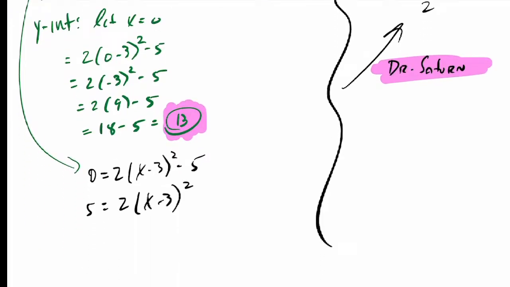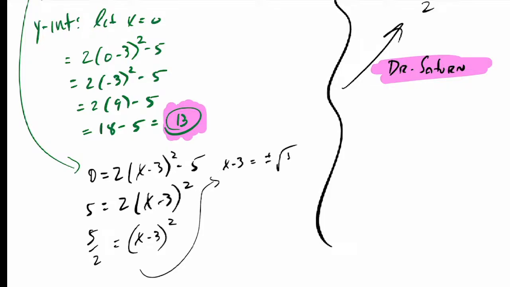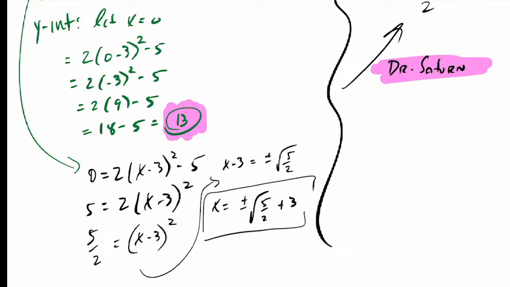I'm going to add 5 to both sides, then divide by 2. Then I can take the square root of both sides. 5 over 2 doesn't simplify at all, so I'm just going to leave it like that. Then I can go ahead and add that 3, so I get plus or minus the root of 5/2 plus 3. And that becomes my x-intercepts.